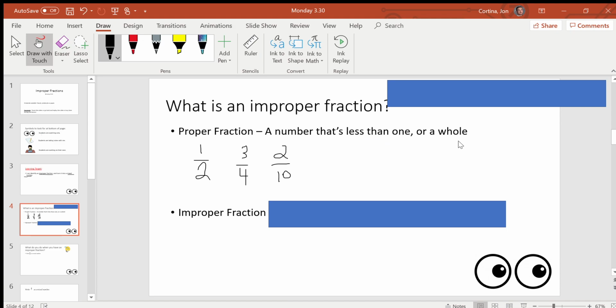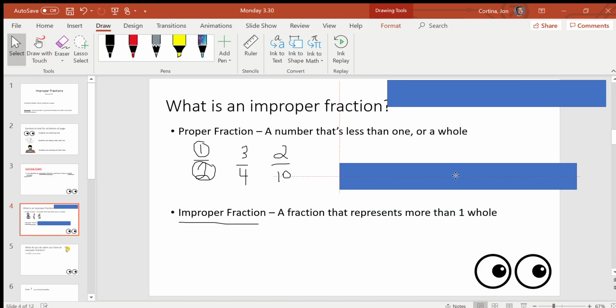And we know it's a proper fraction because the number on top is smaller than the number on the bottom. Remember that the top number is called the numerator, the bottom number is called the denominator. The denominator represents the whole total, and the numerator represents a part of that total. Okay, so as long as the number on top is smaller than the one on the bottom, you have a proper fraction. Today what we're going to be dealing with is improper fractions. Okay, so what is an improper fraction?